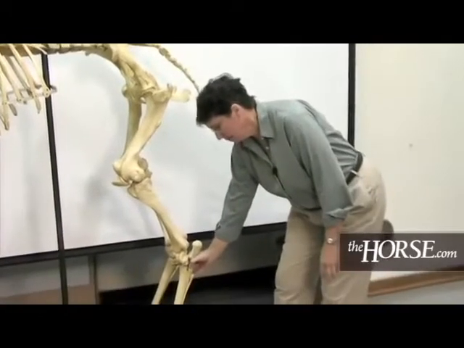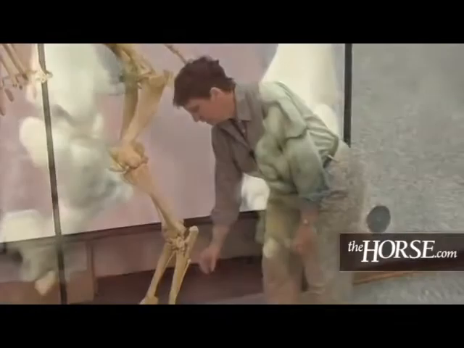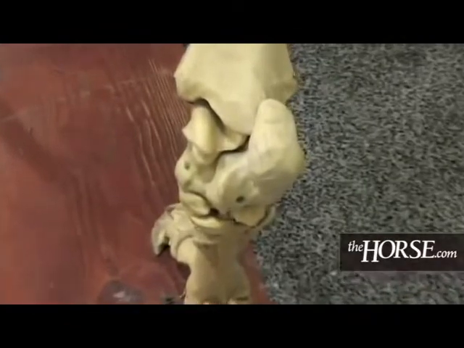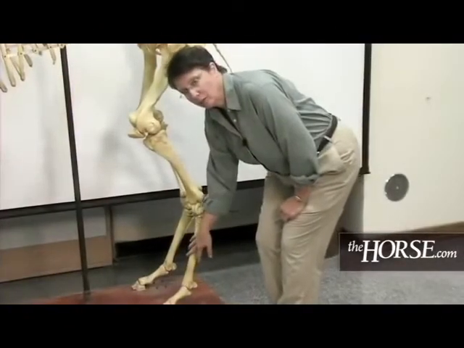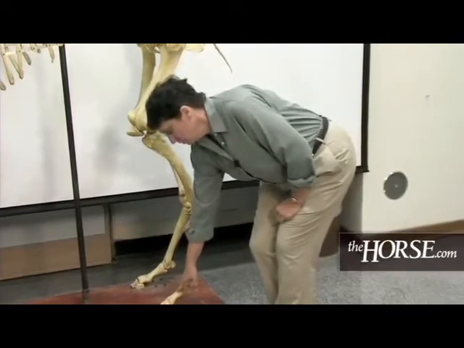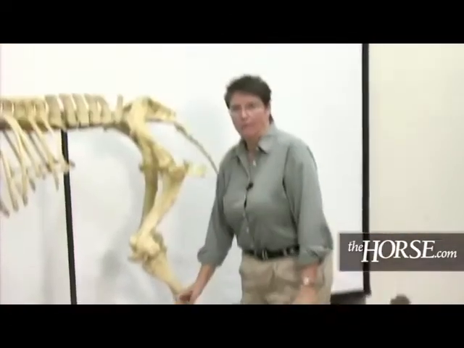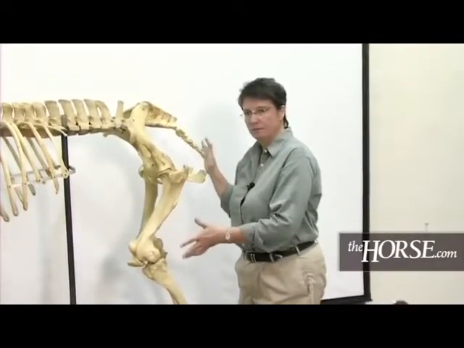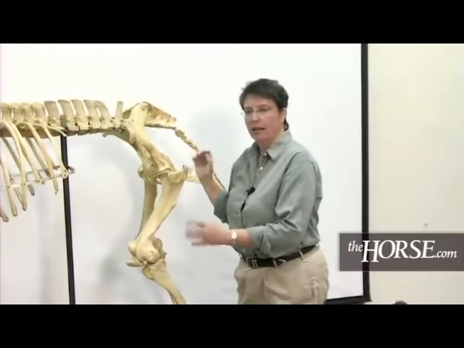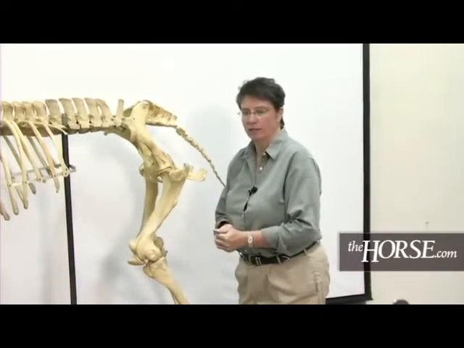And then you have the equivalent of our ankle with the hock bones here. And then again, we'll go into more detail later on with the cannon bone or the third metatarsal bone, and then the long pastern bone, the short pastern bone, and the coffin bone. So that's just a general overview of the skeleton of the horse. And we will get into more distinct pieces of the anatomy of the horse in a later segment.